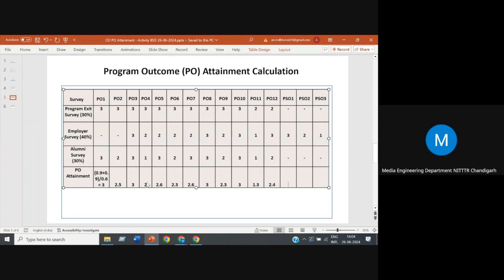PSO1. 3, sir. Yes. Similarly, PSO2 will be 1, right? Because it is matching with only 1. So 3 into 0.4 divided by 0.4. So it will remain 3. Right? So these are the indirect PO attainments. Okay. Any doubt in these calculations? Any participant?